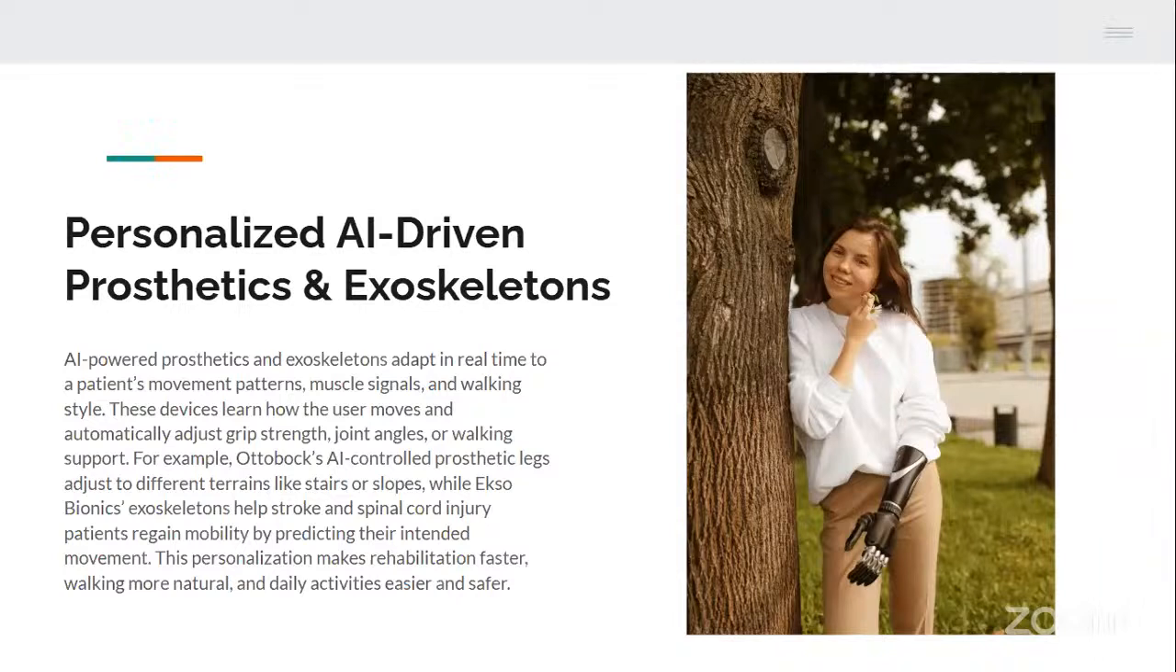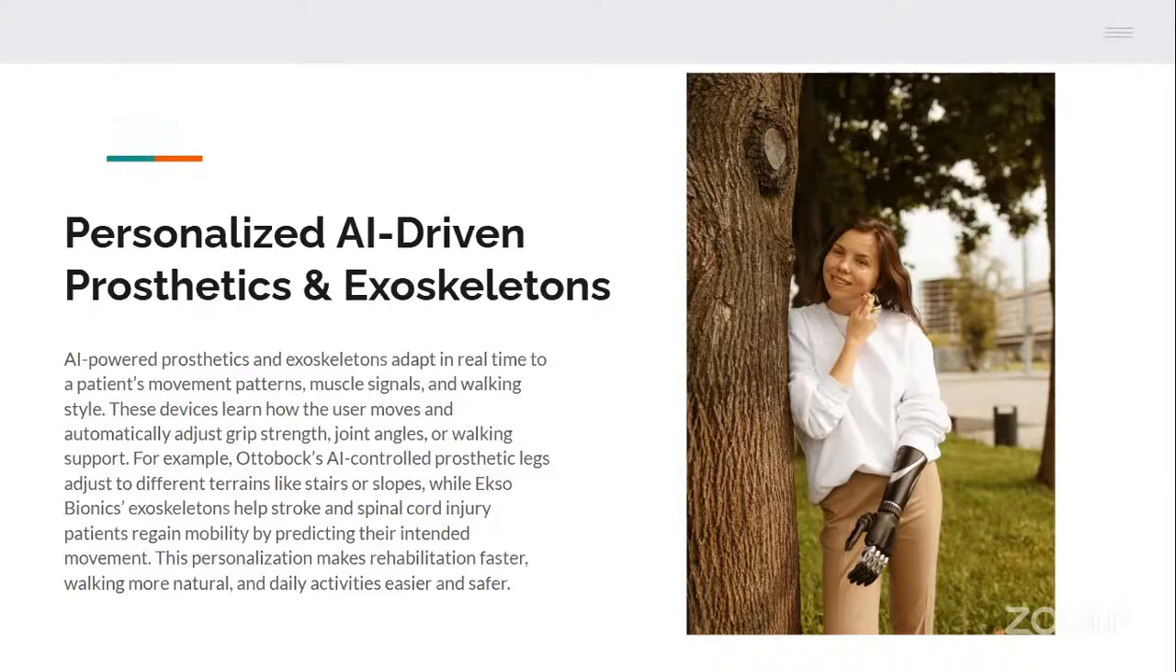So the AI model can be personalized for this, and then it automatically adjusts the grip strength, joint angles, or walking support. One of the major AIs which has been used is Autobox AI, which controls prosthetic legs and adjusts to different terrains like stairs and slopes. Each person uses stairs differently, so this Autobox AI will be used to help with these kinds of things.